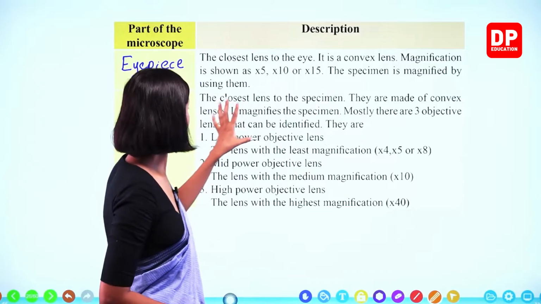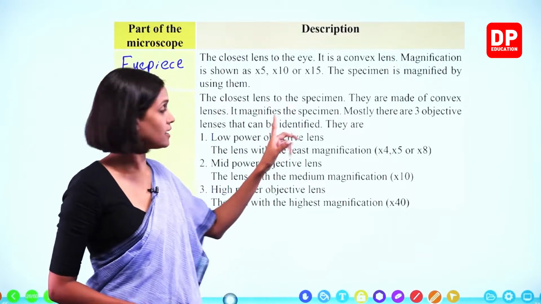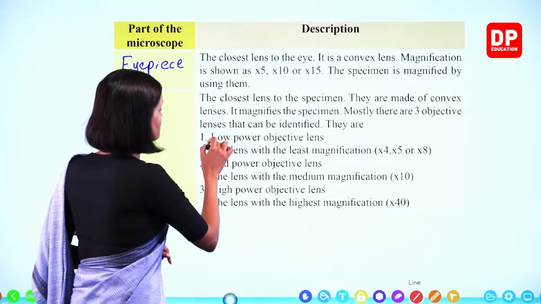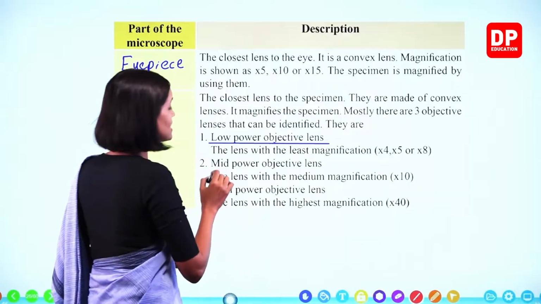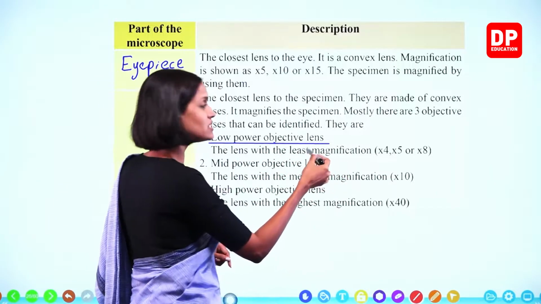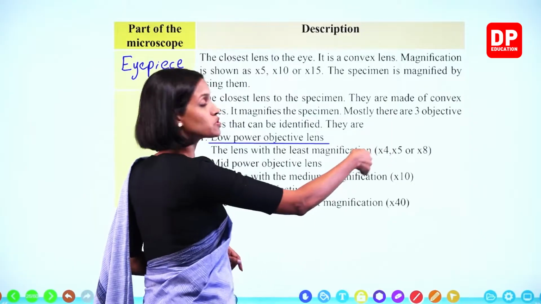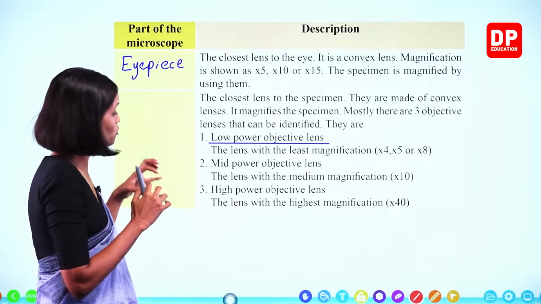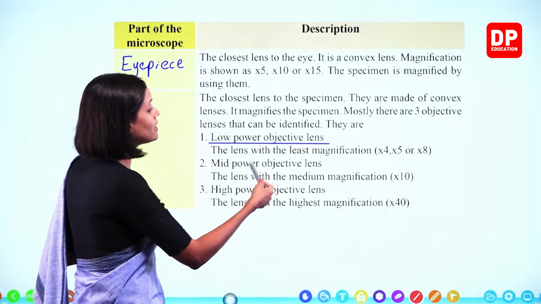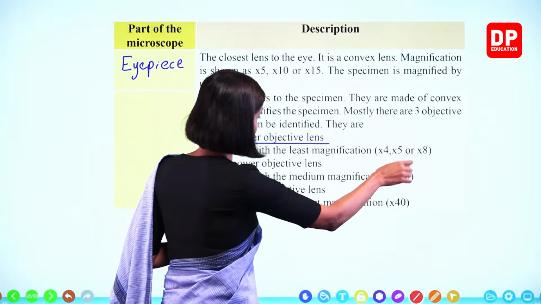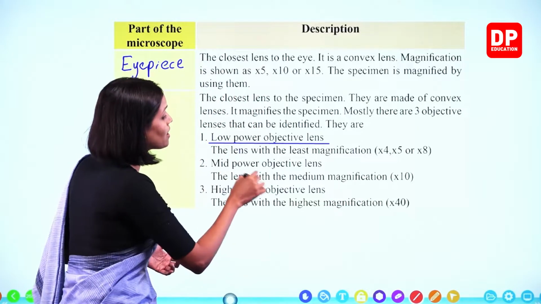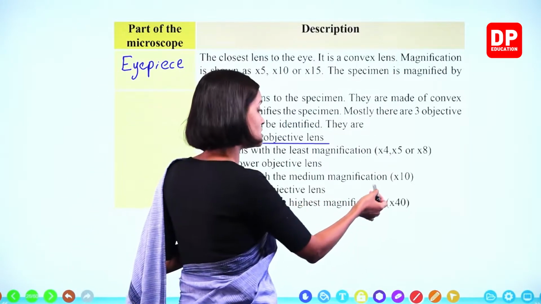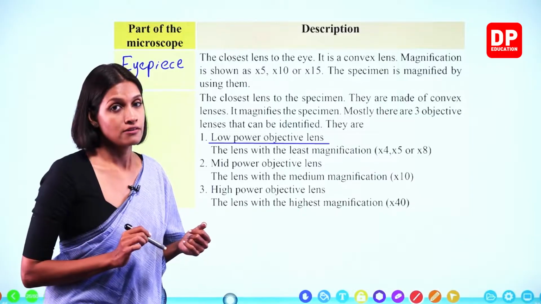Mostly there are three objective lenses that can be identified. They are low power objective lens. That is the lowest power. Low power objective lens, the lens with the least magnification. It is about either 4 times or 5 times or 8 times, right? And then mid power objective lens, medium power or mid power. The lens with the medium magnification, mostly 10 times, right? And high power objective lens, right? The highest power, the lens with the highest magnification, it's about 40 times, right, children?